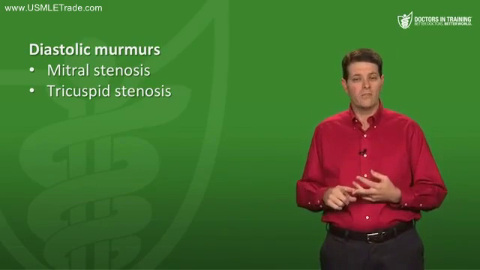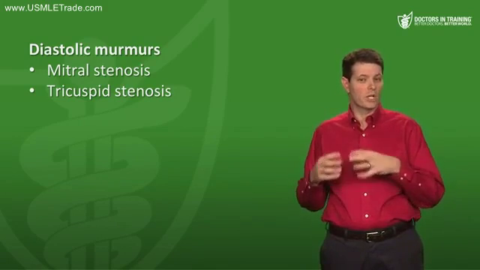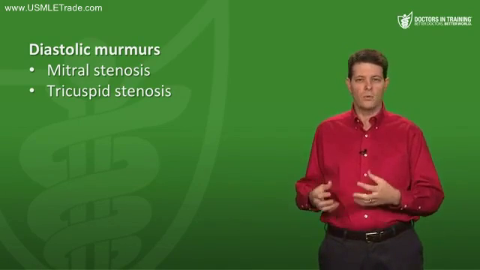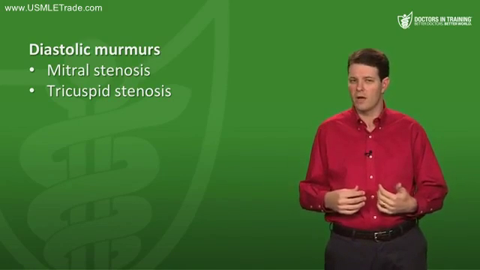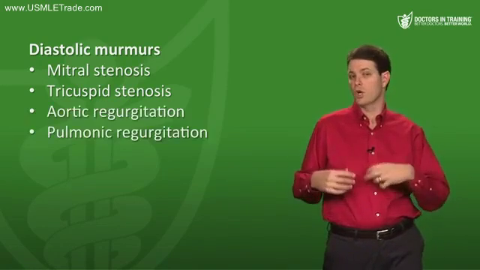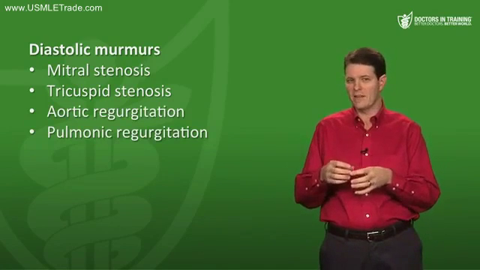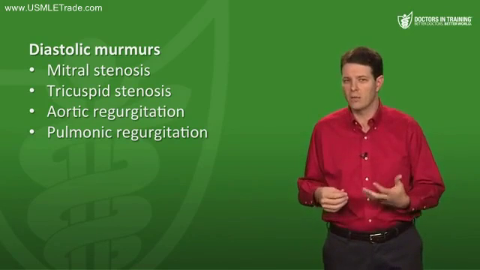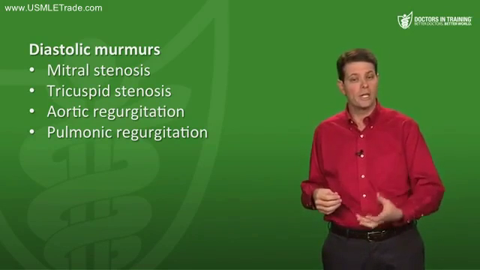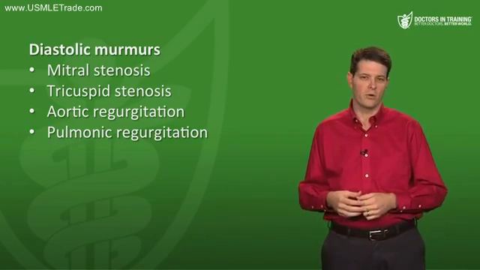And what are the aortic valve and the pulmonic valve doing during diastole? Well, those valves should be closed, right? So normally there's no blood flowing across the aortic valve or flowing across the pulmonic valve during diastole. But if you have regurgitation of blood through those valves, the valves don't close completely, and that allows some blood to leak back into the ventricles. Again, that would cause a diastolic murmur. So aortic regurgitation and pulmonic regurgitation will also cause diastolic murmurs.